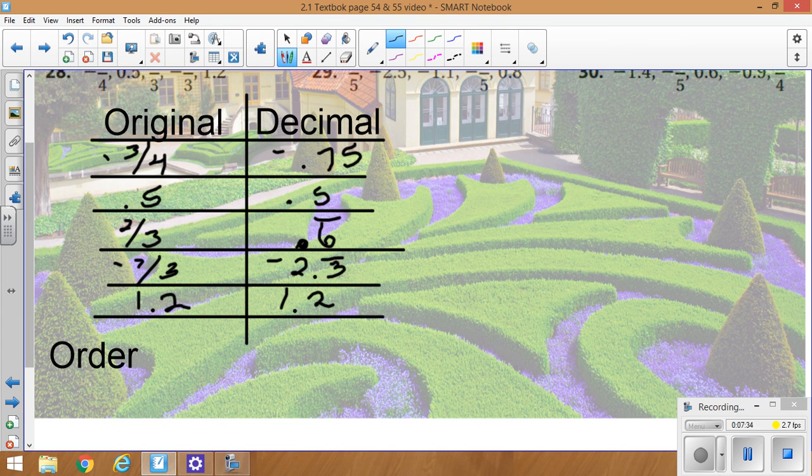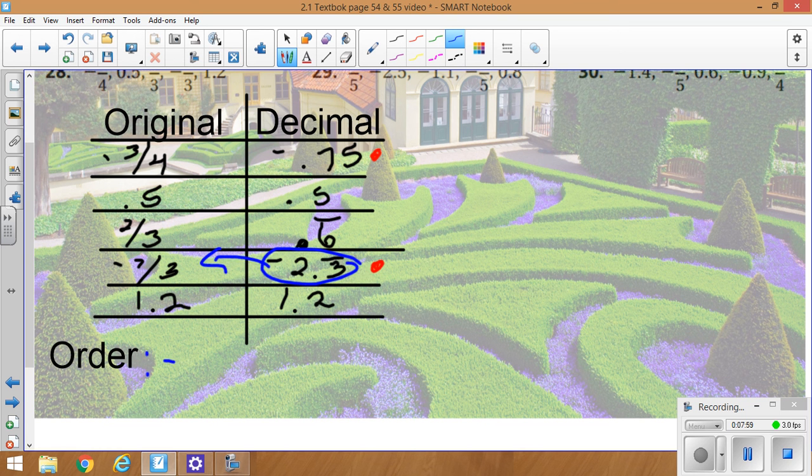So for number 28, what I'm going to do first is target all the negatives. So 1, 2, and just 2. What you guys can do is either put a little dot or a little star and mark your negatives. In negatives, the number furthest away from 0 is your smallest. So this number is furthest away from 0, and this is the original number.